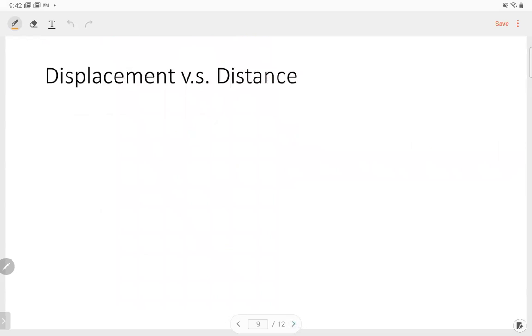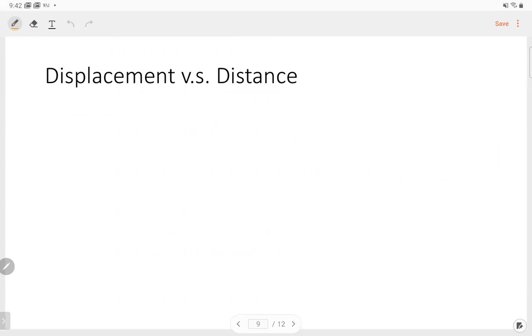Next, I'm going to talk about displacement and velocity. When we talk about displacement and velocity, we have other parameters we call distance and speed. They have different physical meanings here. I want to emphasize the difference.